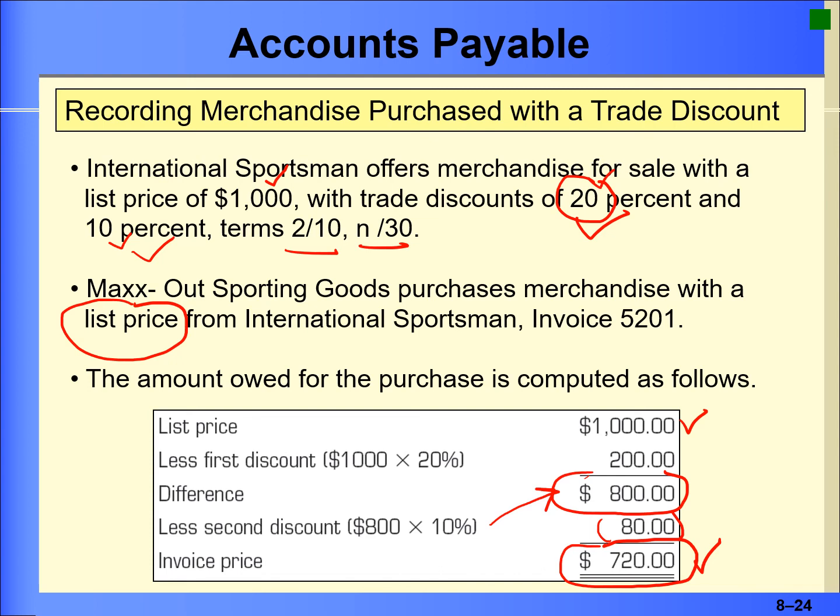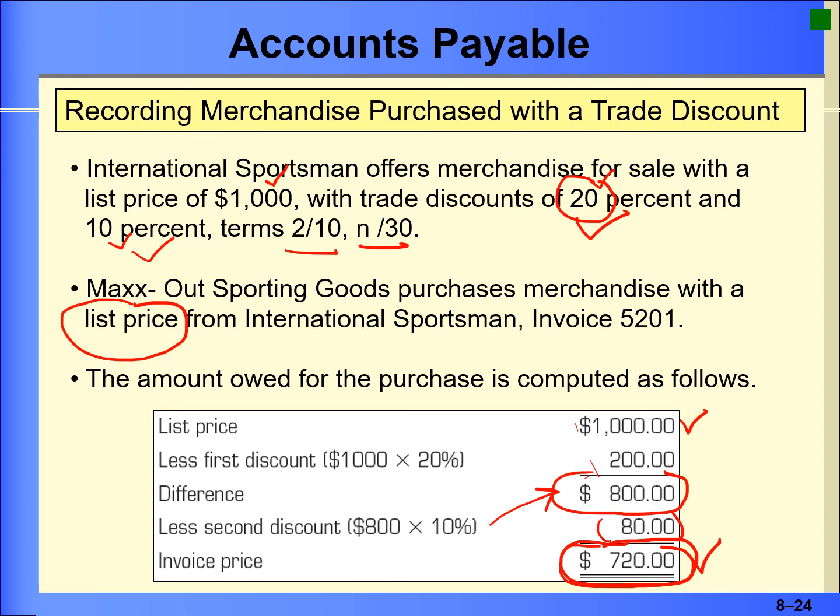So typically, anytime you get these trade discount situations, you take the first percent they give you, in this case 20%. You multiply by the list price and subtract that, and you get a net price, net cost. And then you take the next percent, multiply that by the second number, and subtract that. So $720 is really going to be the price you're paying, not the $1,000. That's how you calculate what they call a series of trade discounts.